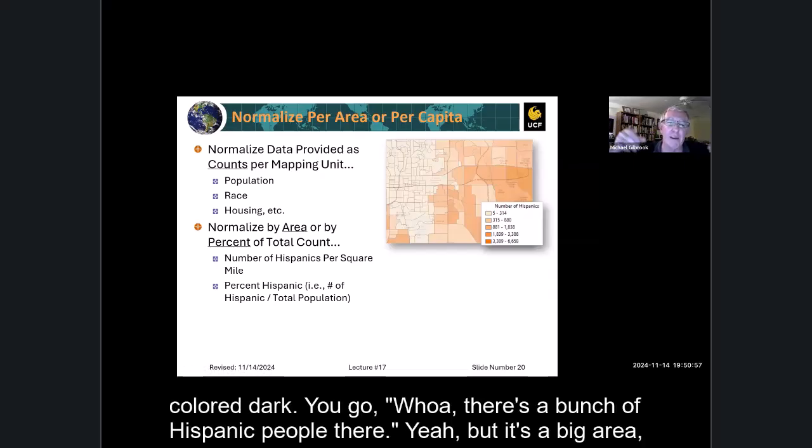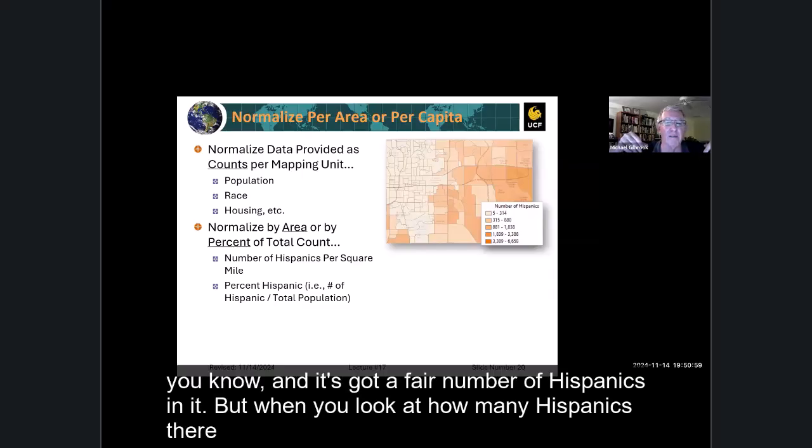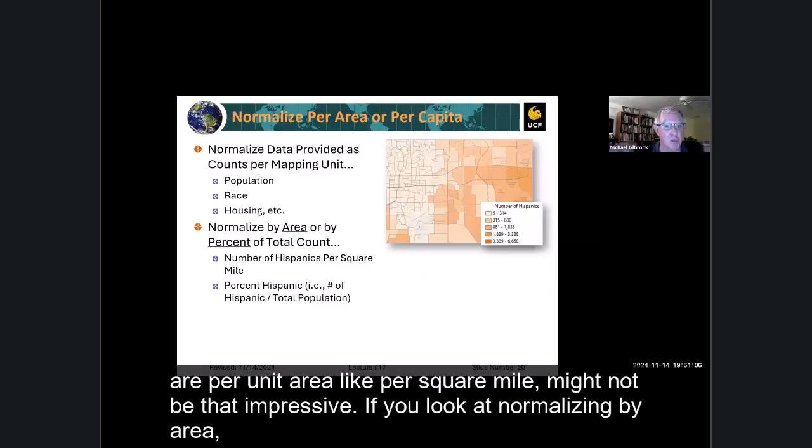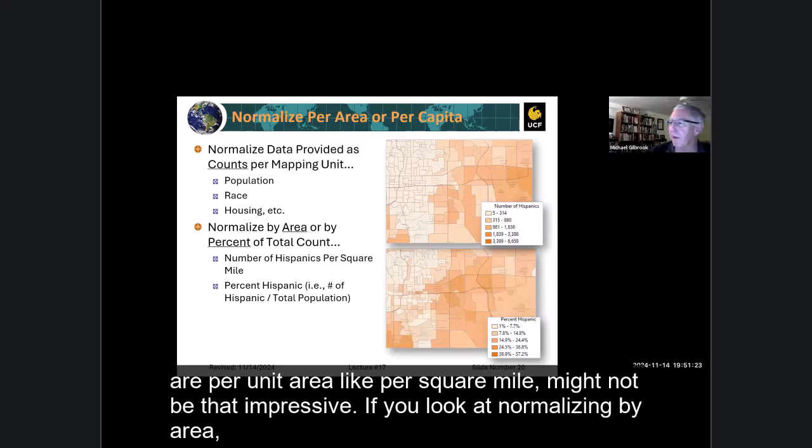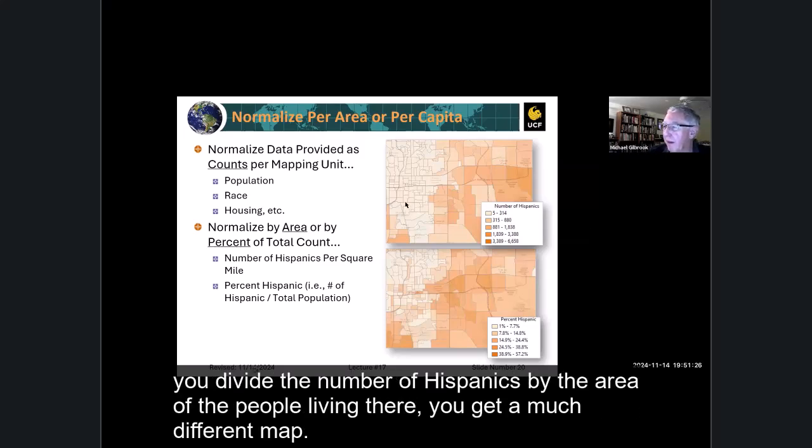Yeah, but it's a big area, and it's got a fair number of Hispanics in it. But when you look at how many Hispanics there are per unit area, like per square mile, it might not be that impressive. If you normalize by area, dividing the number of Hispanics by the area of the people living there, you get a much different map.